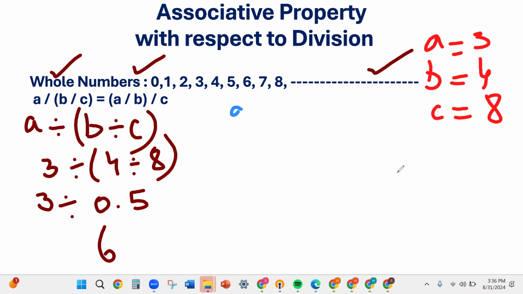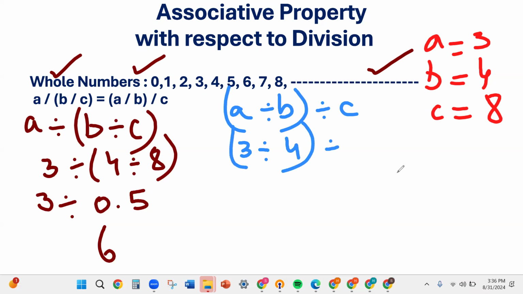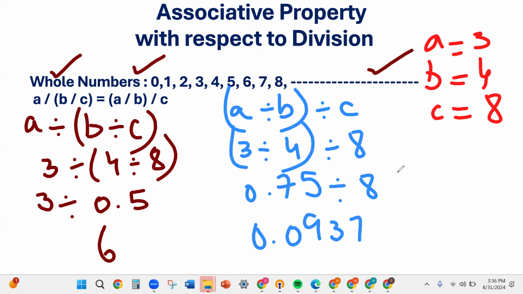Now check the right-hand side. A divided by B divided by C. A is 3 and B is 4 and C is 8. You have to solve the bracket first. 3 divided by 4 is 0.75, divided by 8. Now 0.75 divided by 8 will give you 0.09375.